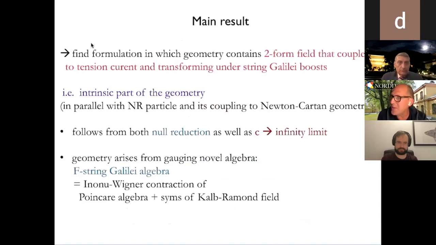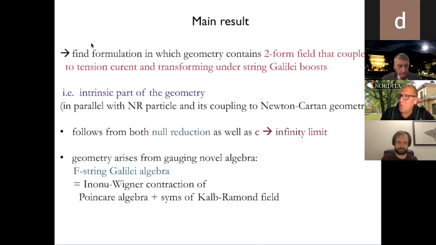But it has a very special property: this two-form field couples to the tension current of the string. And that's very natural, as I will illustrate by discussing the non-relativistic point particle in a second. And it transforms non-trivially under string Galilei boosts. So it is actually an intrinsic part of the geometry, just as, and again, I'll review this, for the non-relativistic particle there's a certain coupling to a one-form gauge field that is of a similar nature.